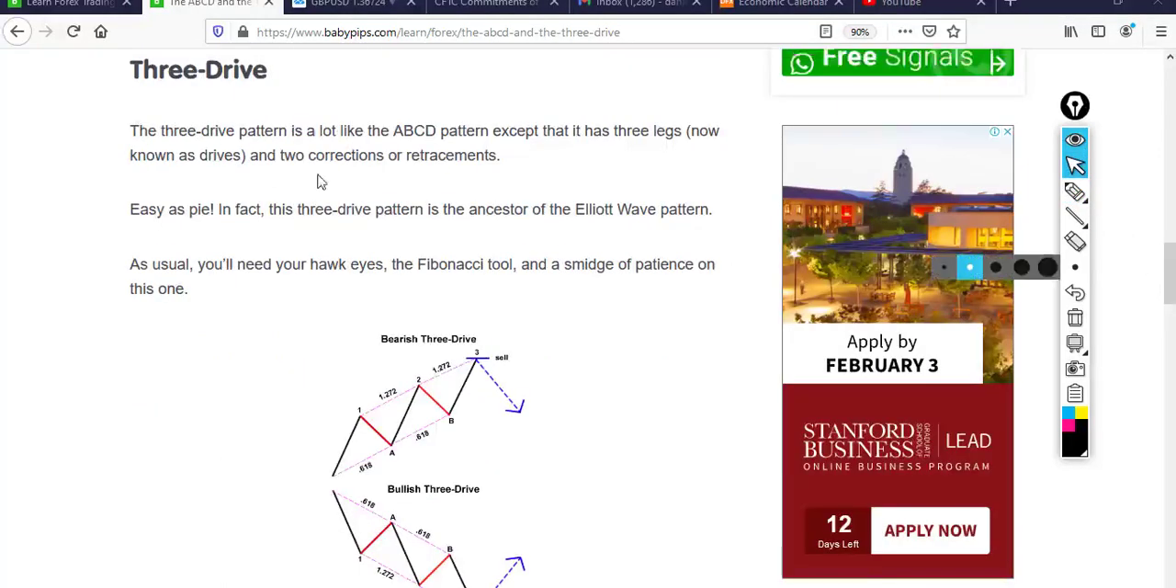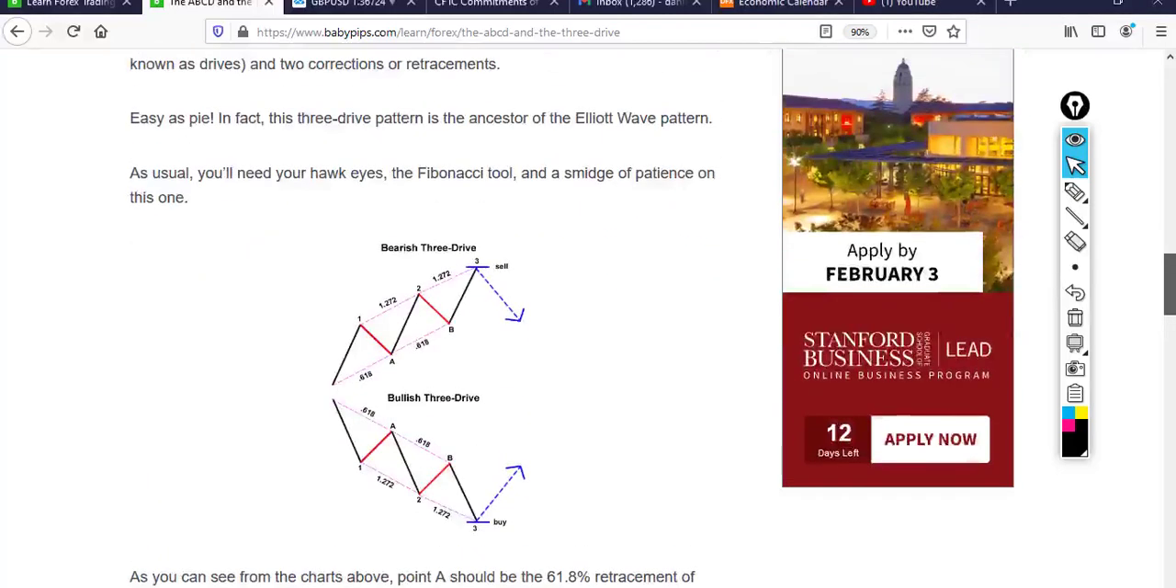The 3 drive pattern is like the ABCD pattern. It has 3 legs and 2 corrections, so the 3 legs are the drives and the corrections are in between. In total it makes 5, and it is also with the Fibonacci tool that you will be able to trade this 3 drive pattern.